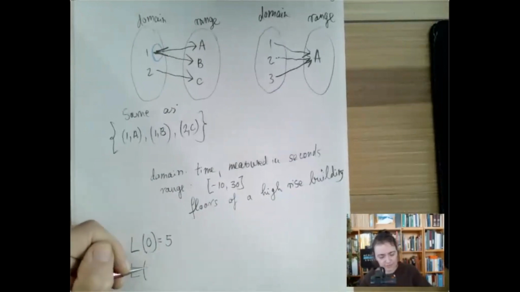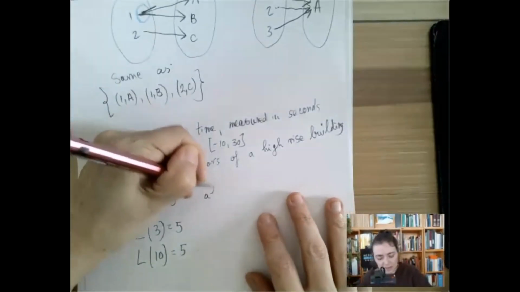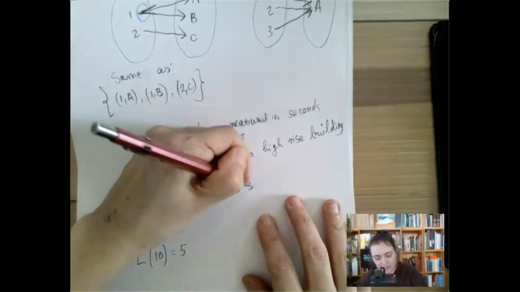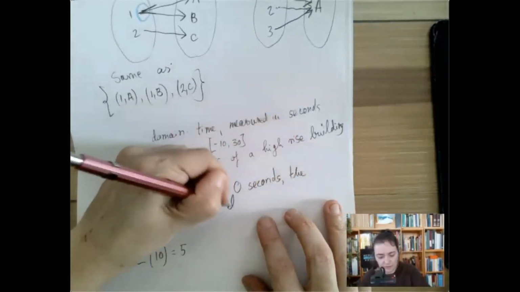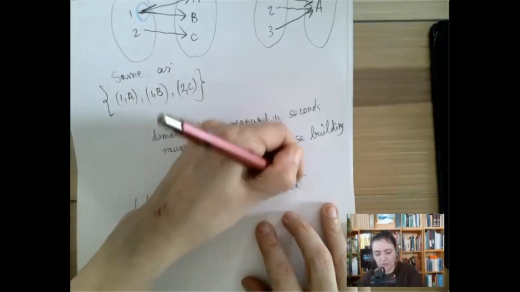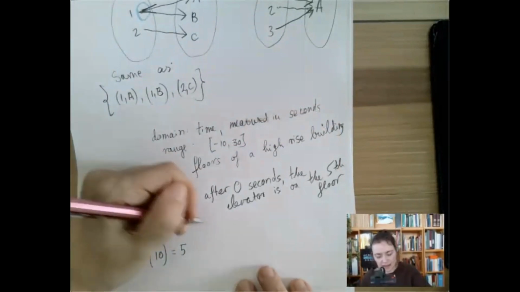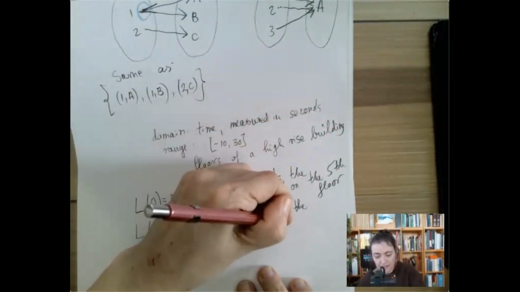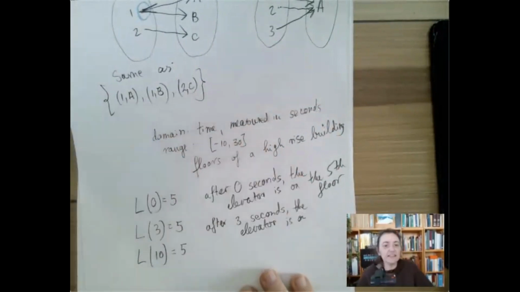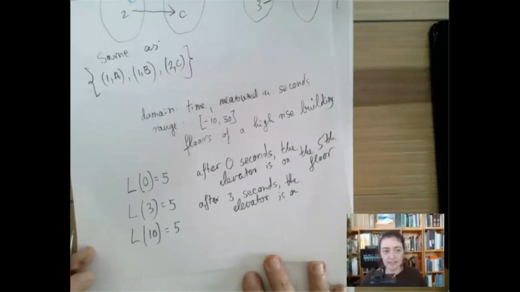L of 3 equals 5. After 0 seconds, the elevator is on the 5th floor. That's what it means. After 3 seconds, the elevator is on the 5th floor. This elevator is sitting on the 5th floor. Maybe traffic is slow. No one is going anywhere, right?